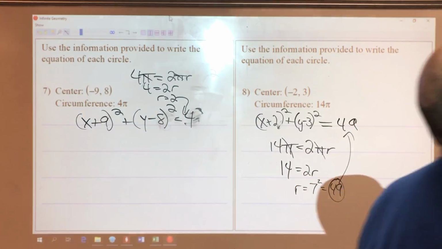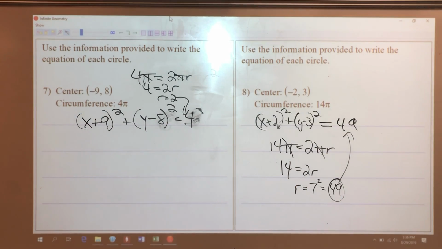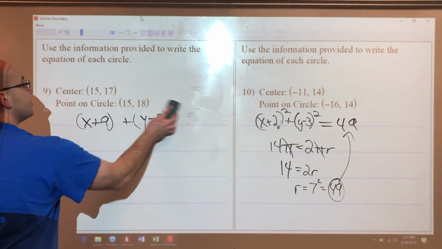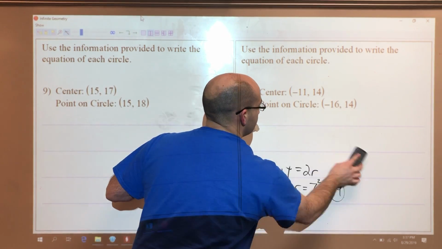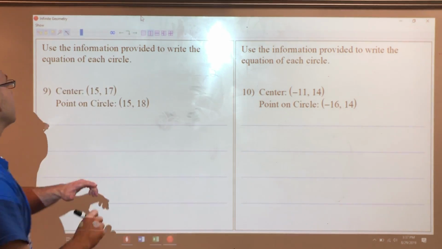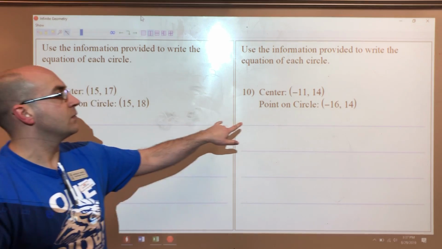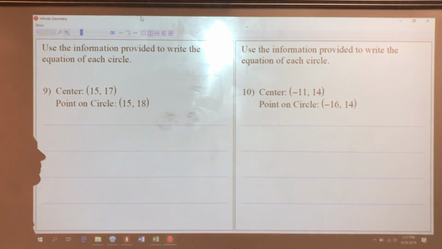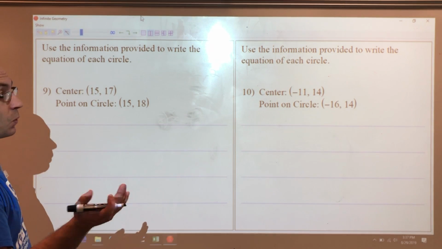We'll do 2 more. Well, I'll do 1 more, and you'll do the other one. This one is going to be the center and a point on the circle. These are certainly easier if I have a graph, but they're still not bad. You're going to look for the distance, how close we are from one value to the other. For number 9, since the y values are only 1 away from each other, my r value is going to be 1, because the radius is the distance away.